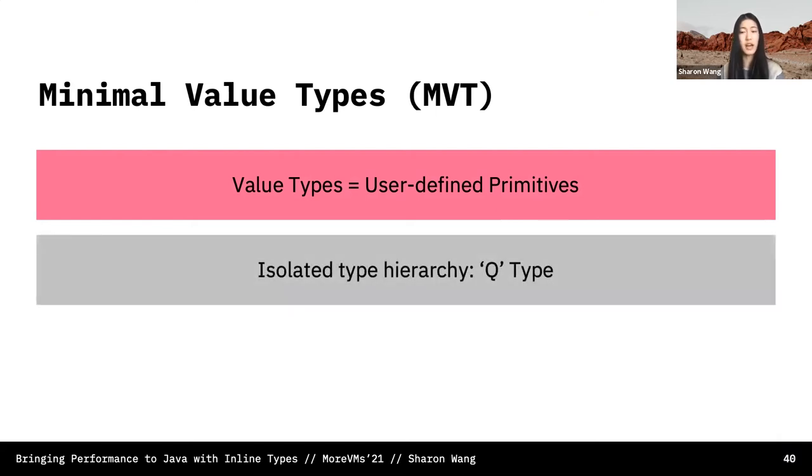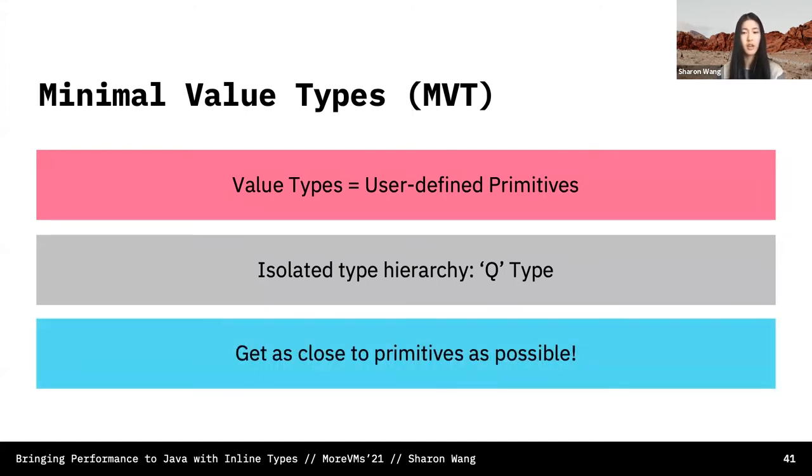They were developed in isolation from the Java object hierarchy as Q types. And that meant that inline types had some issues. They were implemented as similarly to primitives as possible to reap as many of the performance benefits as primitives as possible. But that isolated type hierarchy and some of the weaknesses of primitives were also held by value types.